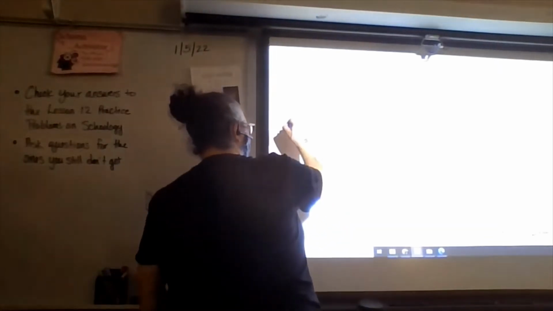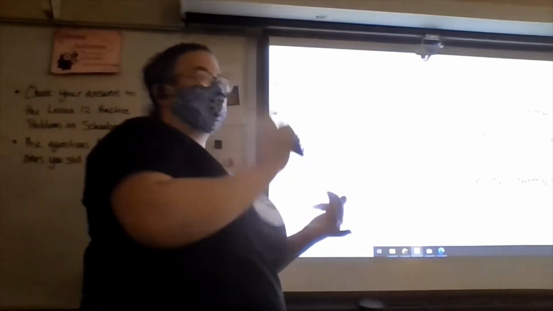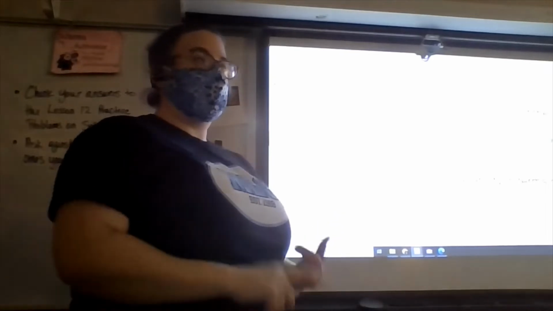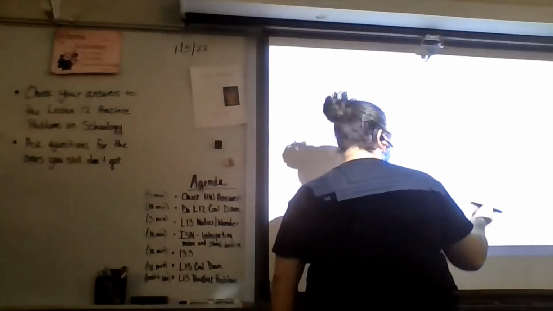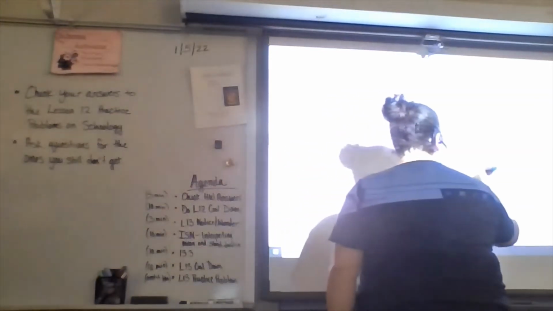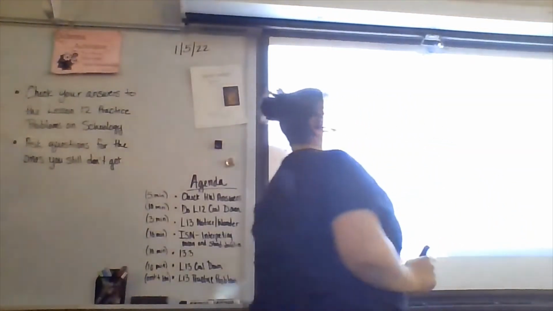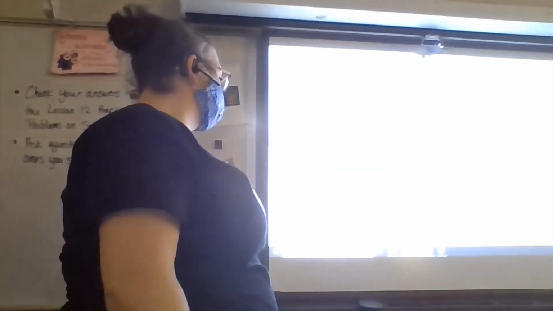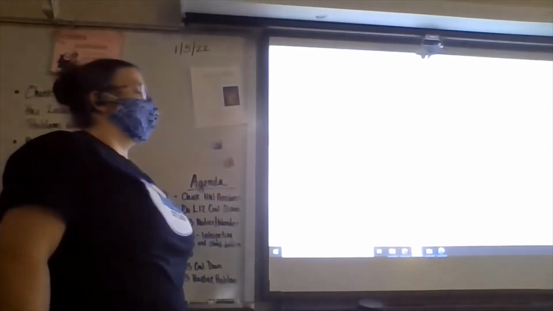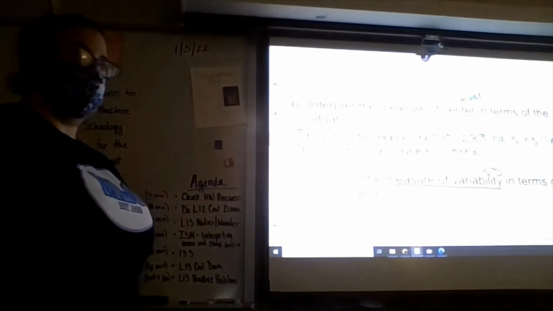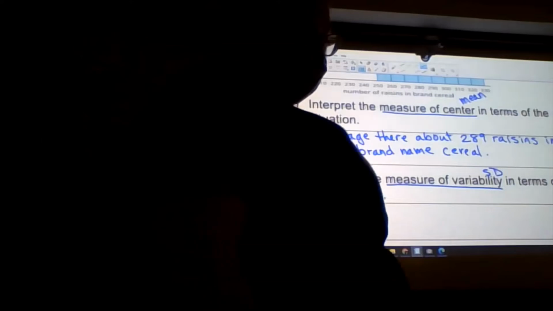The second part is we're asked to interpret the measure of variability. Mean is our measure of center. The measure of variability is something like standard deviation, MAD, IQR, depending on what your data is. It's symmetrical data, so our measure of variability in this case could be MAD or standard deviation, but they gave us a standard deviation, so that's what we're going to focus on. The standard deviation is 19.8. So what does that 19.8 tell us about these boxes of cereal?